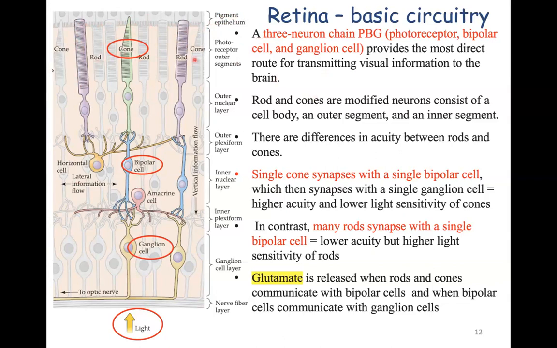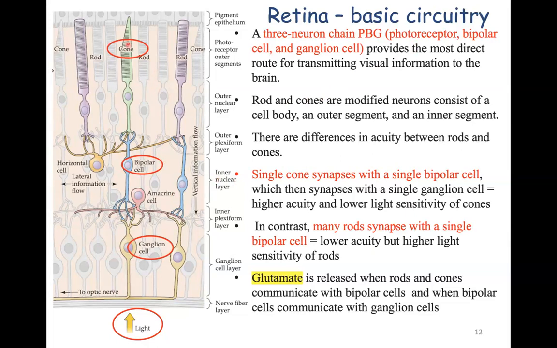So it starts with the photoreceptor, which are the rods and the cones. Then it goes to the second neuron, or the second cell involved, which is the bipolar cell. So photoreceptor P, bipolar cell B, and the ganglion cell, which is here, which is the third cell in this neuron chain. Now there's differences in acuity between rods and cones, as we discussed earlier, but let's talk about why there's a difference in the acuity.